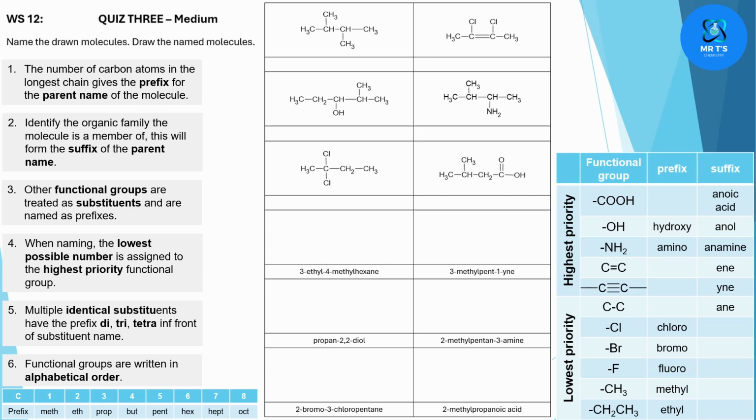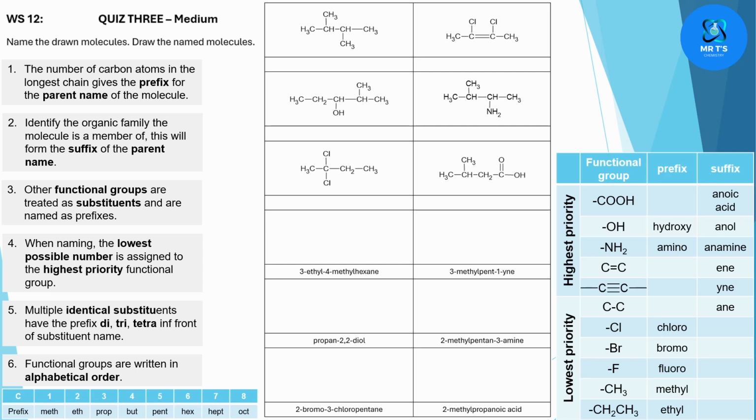Okay, so let's look at quiz 3. This is medium difficulty. We have 6 organic molecules that are drawn here that I'd like you to name, and 6 named organic molecules that I'd like you to draw. So just pause the video, write down what you think of the answers, and I'll go through the answers once you start it up again.